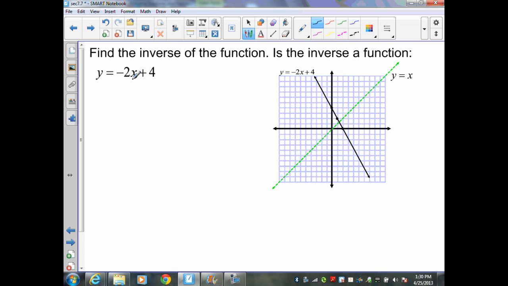So let's determine what the domain is. We always like to know what that is. The domain is my x values, so my x values can be all real numbers. My range are my y values, which can be all real numbers.